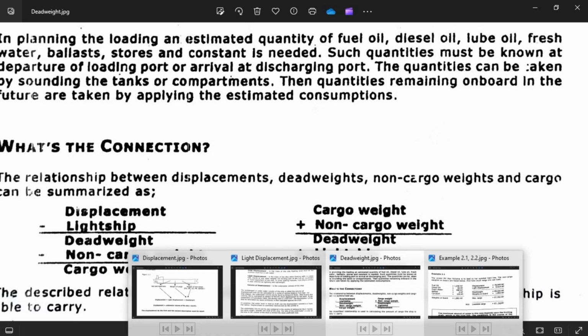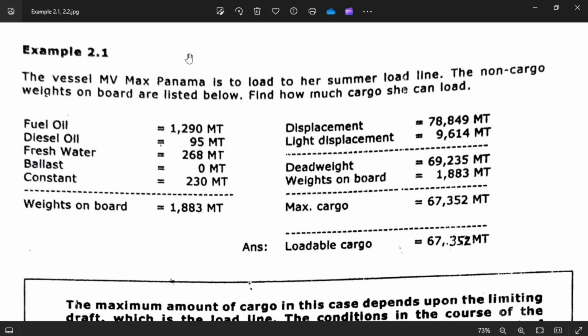And the last one, the exercises. The vessel MV Panamax is to load to her maximum summer load line. The non-cargo weights on board are listed below. The fuel is 1,290. Diesel is 95 metric tons. Freshwater is 268 and ballast is 0. Constant is 230. You add all together and your non-cargo weight will be 1,883. So what is the summer load line of MV Panamax?